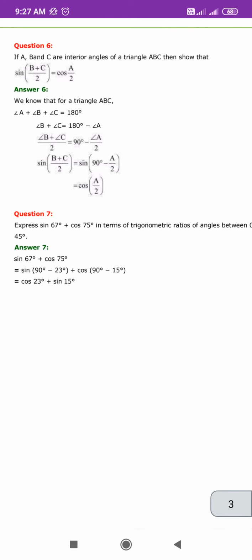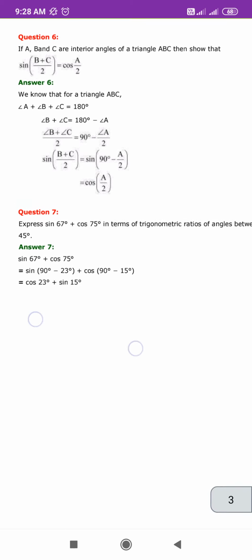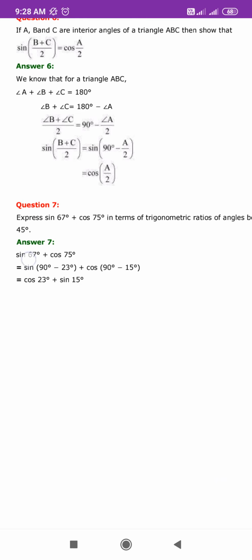So sin 67 plus cos 75: sin 67 is written as cos of (90 minus 67), and cos 75 is written as sin of (90 minus 75). So it will be cos 23 plus sin 15.